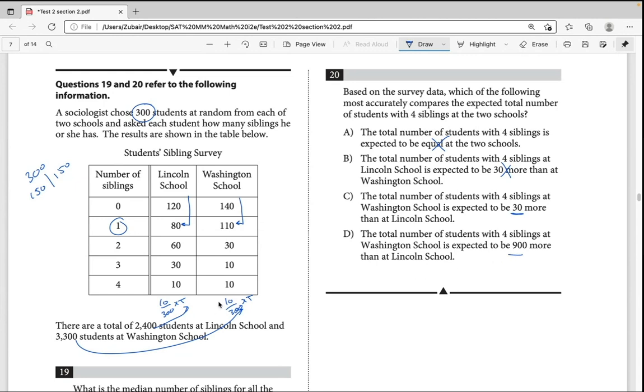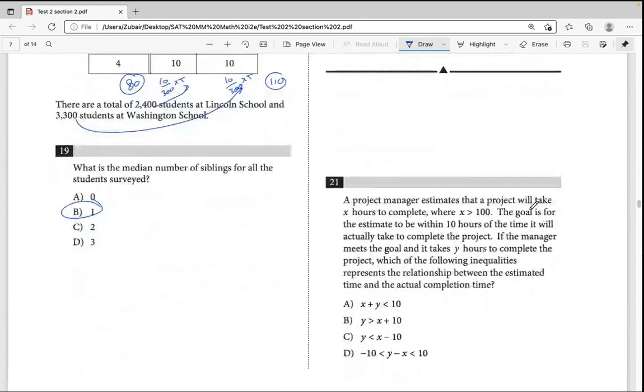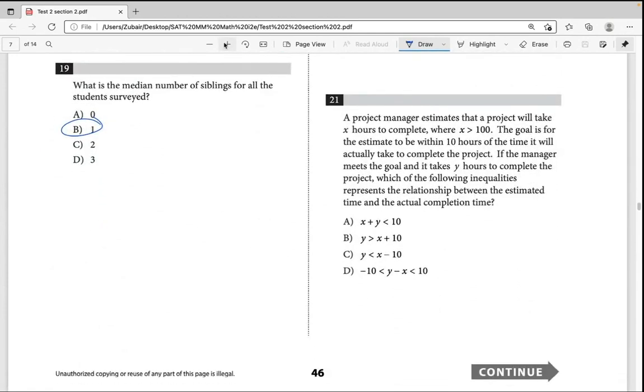So I'll have to find quickly, that is 10 by 300 of the total, which is 2,400. These are 80 students. On the other side, 3,300, these are 110. So a difference of 30. That's the answer. Clear? Yes, sir.